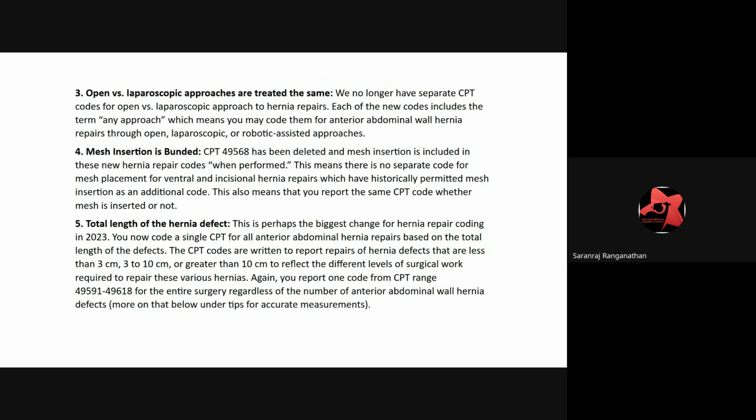You now code a single CPT for all anterior abdominal wall hernia repairs based on the total length of the defect. The CPT codes are written to report repairs of hernia defects that are less than 3 centimeters, 3 to 10 centimeters, or greater than 10 centimeters, reflecting the different levels of surgical work required for the repair of the various hernias. So we have to follow that; they are giving hernia repair only. Okay. So again, you report one code from the CPT range, regardless of the number of anterior abdominal wall defects. More below under tips for accurate measurement.